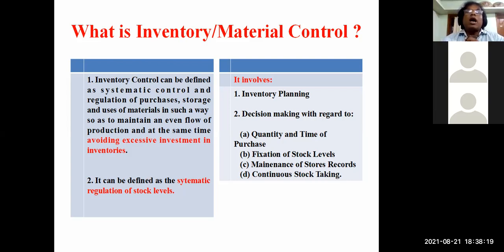If anybody asks you exactly what are the things done in material control or inventory control, you shall say it involves two things mainly: inventory planning and decision making. Decision making regarding quantity, time of purchase, fixation of stock levels, maintenance of stores records, continuous stock taking. All these things are in material control or store inventory control.